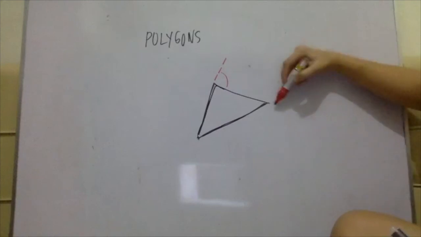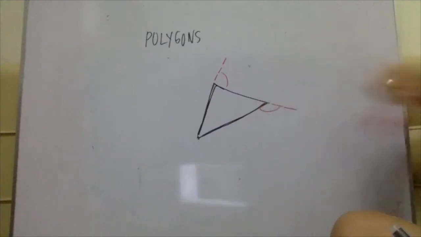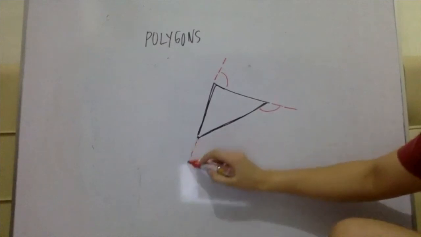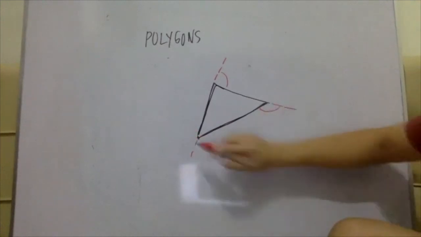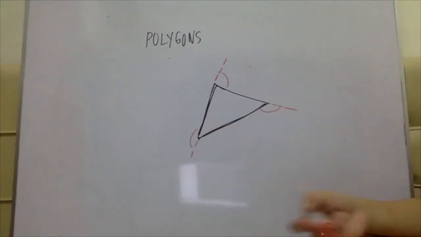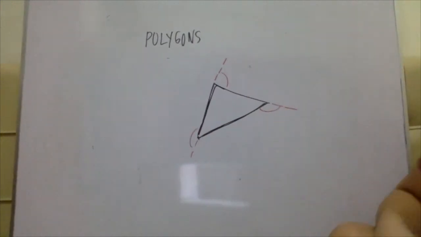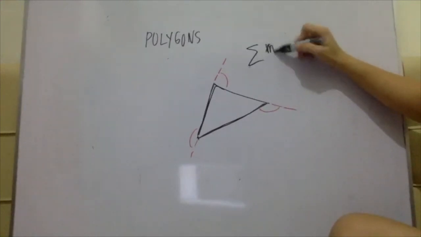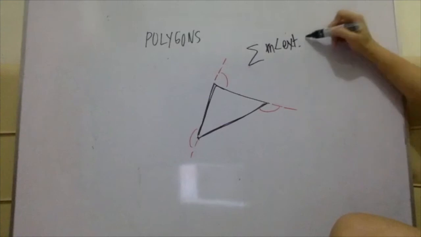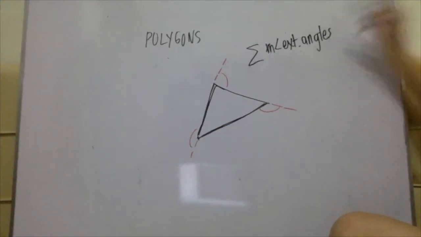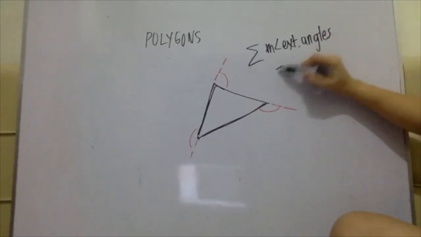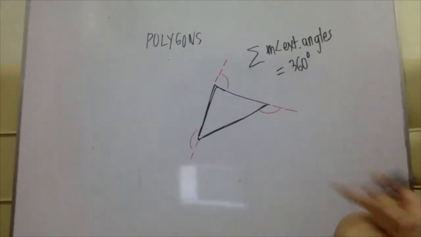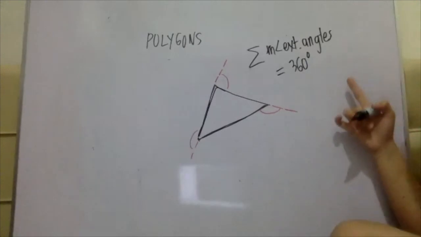Tama ba? Nalito rin ako sa sarili ko. But the sum of your exterior angles, pero ito, sure naman ako dito. Sum of your exterior angles is always equal to 360 degrees. As in always yan. Okay?